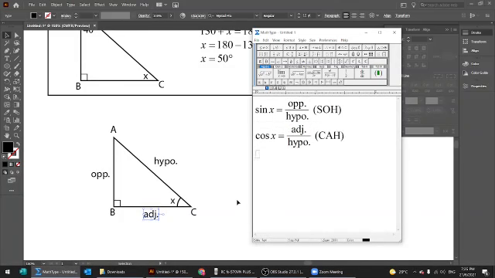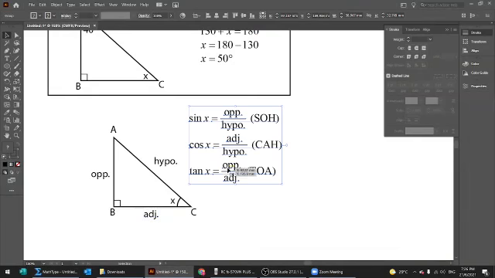And you also know that tangent x is equivalent to, no, it's opposite over adjacent. Very good. So this is SOH CAH TOA. This is the three basic identities of the trigonometry that we have.